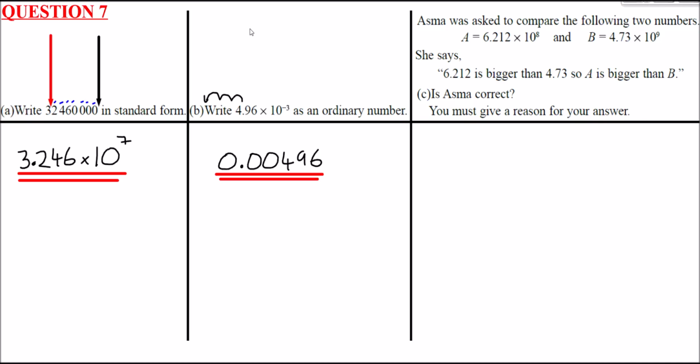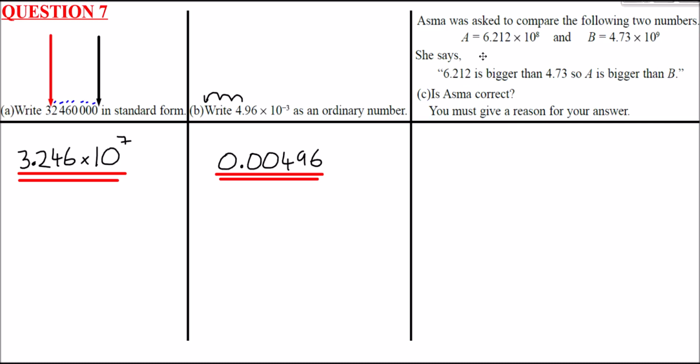Finally, for question 7, part C, Asma was asked to compare the following two numbers. So she's got A, which is 6.212 times 10 to the 8, and B, which is 4.73 multiplied by 10 to the 9. She says 6.212 is bigger than 4.73. Fair enough. But then she says, so A is bigger than B. Is she correct? Give a reason.